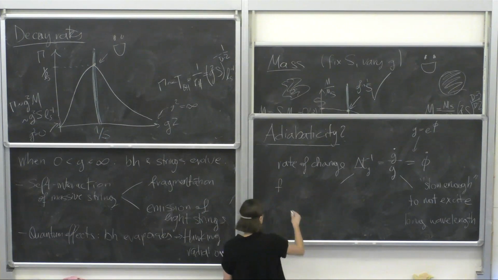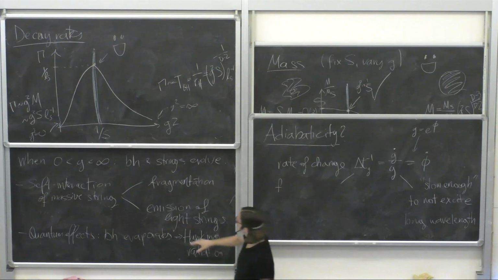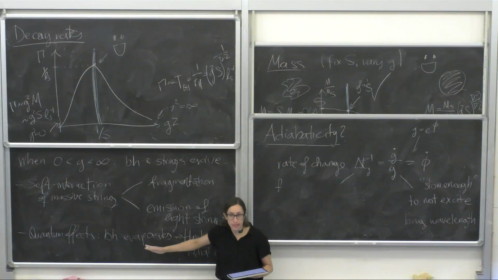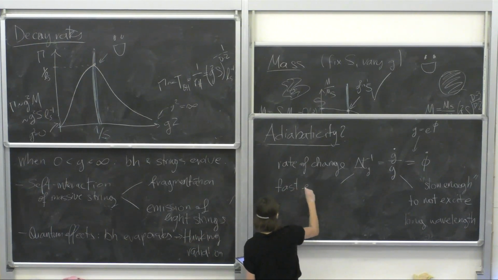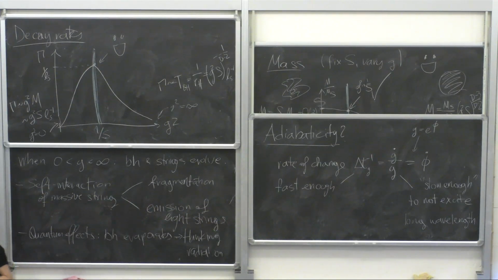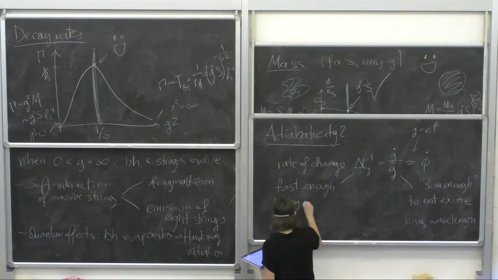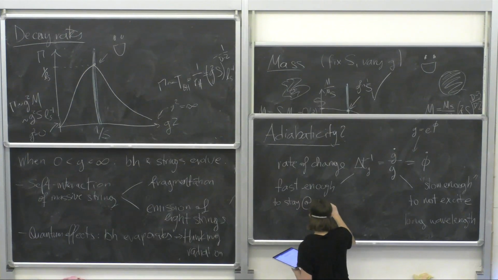So it has to be slow enough so that the things do not get excited, but if we wait too long, if we make the wavelength super long and we wait too long, then the black hole is gone. So it also has to be fast enough. What happens to the entropy of a black hole when it evaporates? It decreases. But what did we say we want to keep fixed when we compare black holes and strings? The entropy. So we don't want the entropy to change too much. So this transition has to be fast enough to stay at roughly constant entropy.